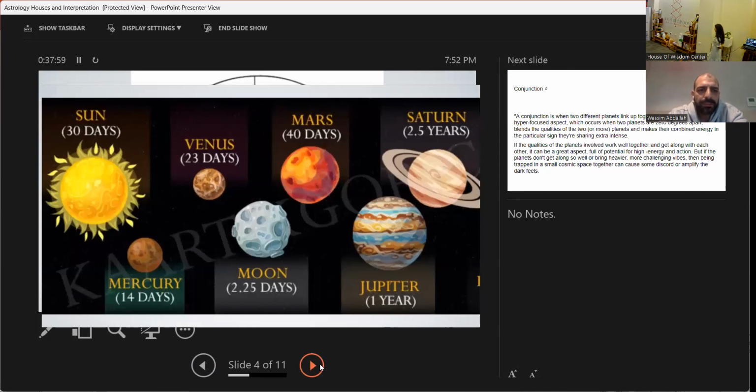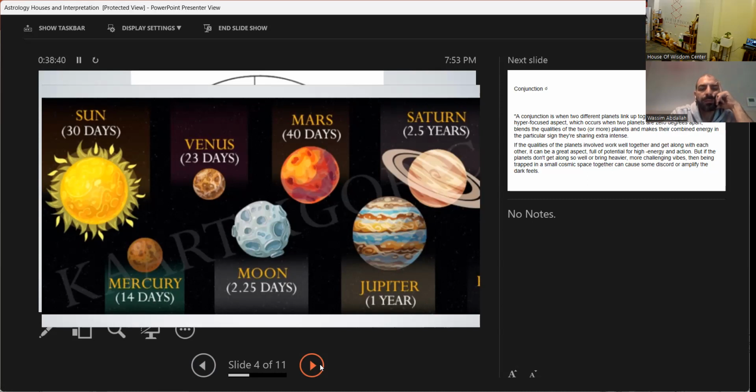If you were looking at a progression chart, now forget the natal chart, which is the big picture of life. Now we're looking at the progression chart. Okay? In a progression chart, the sun is changing every 30 days. Mercury is changing every 14 days. It's shifting houses every 14 days. So if you're asking the question, it's changing houses. That's what this means, okay? Venus is moving every 23 days.